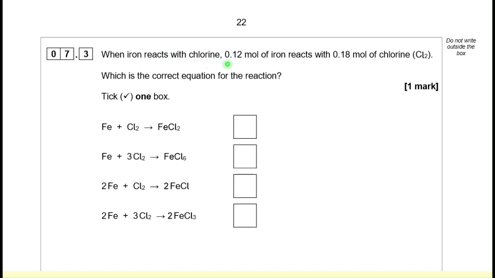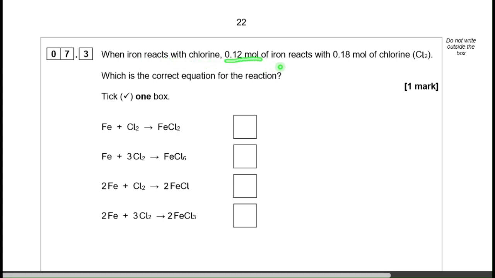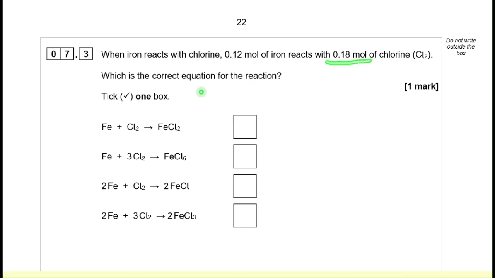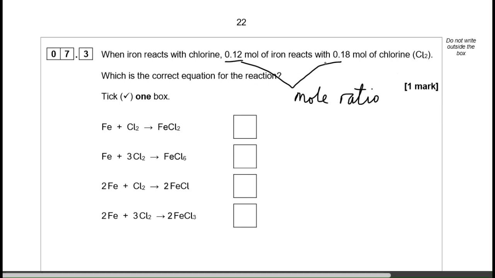7.3. When iron reacts with chlorine, 0.12 mol of iron reacts with 0.18 mol of chlorine, Cl2. Which is the correct equation for the reaction? Tick 1 box for 1 mark. This is all about mole ratios. So we've got 0.12 moles in a ratio with 0.18 moles.